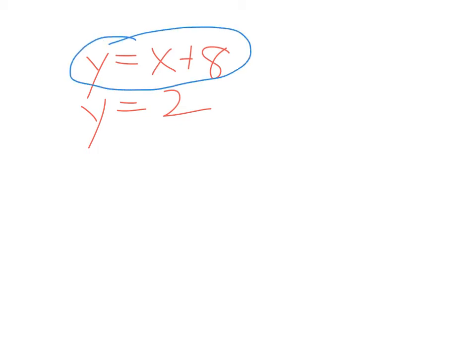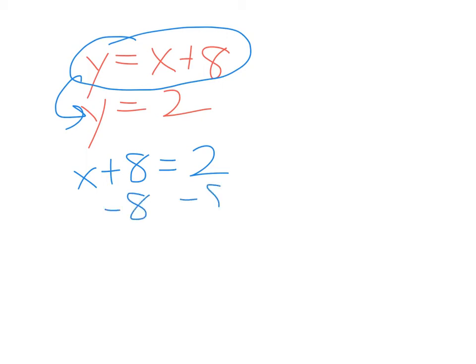Y is equal to x plus 8. Substitute that in for y. So x plus 8 equals 2. So I subtract 8 from both sides, and I get x equals negative 6.